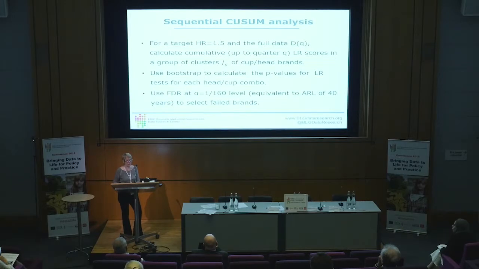So we are trying to do a likelihood ratio test basically at each quarter, and I will show you how it looks in practice, because we don't know the distribution of our likelihood ratio scores in each quarter. We are using bootstrap to calculate the p-values, and we are also using false discovery rate at a very low level, 1 in 160, to select failed brands. Basically, this low level would allow us to have an average run length of about 40 years before one false discovery, so that we won't have many false alarms, hopefully.